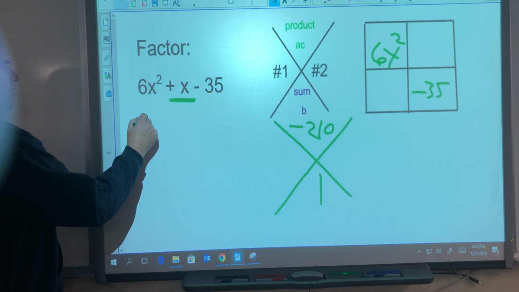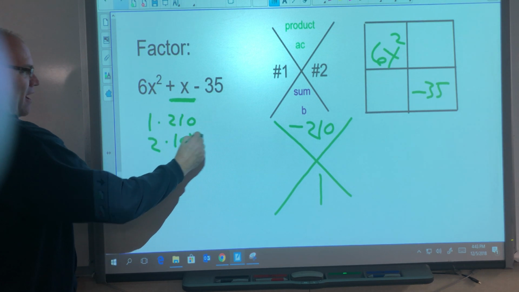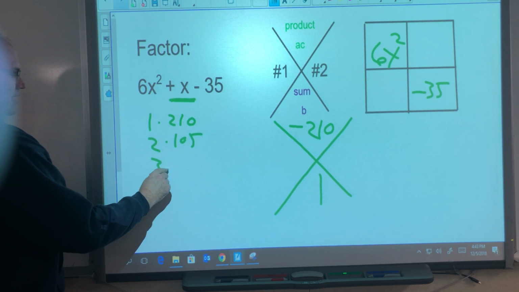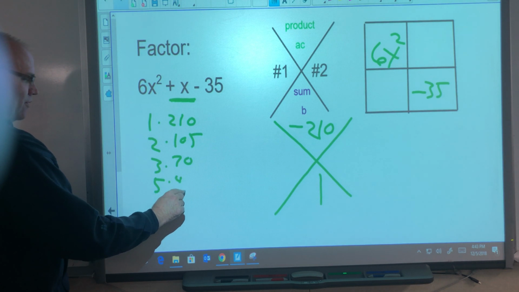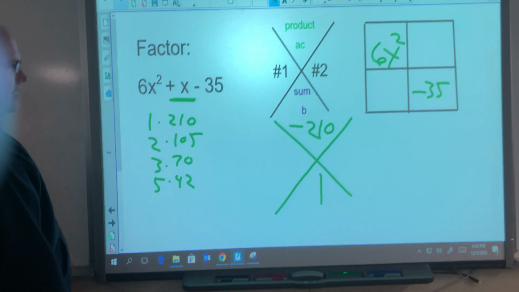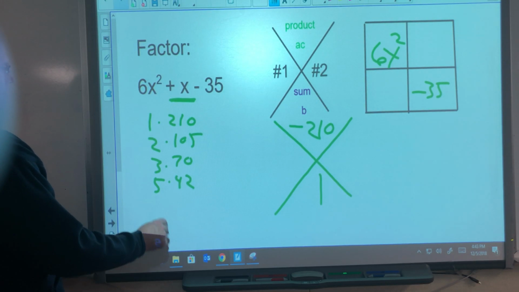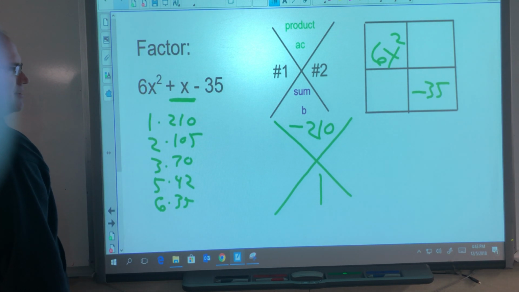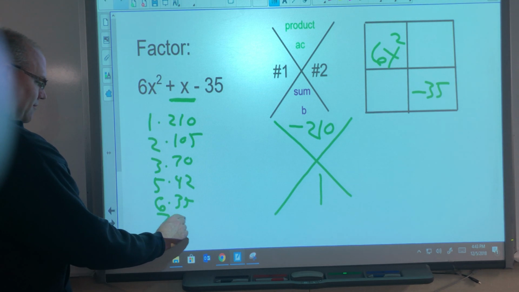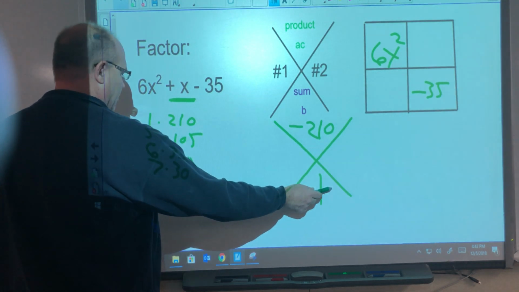Our factors of 210. So 1 and 210, 2 and 105, 3 and 70, 4 doesn't work, 5 should work, 5 and 42, 6 and 35, all right, I used that one, 7 and 30. Okay, so far I'm way far apart, right? You gotta get a difference of only 1.